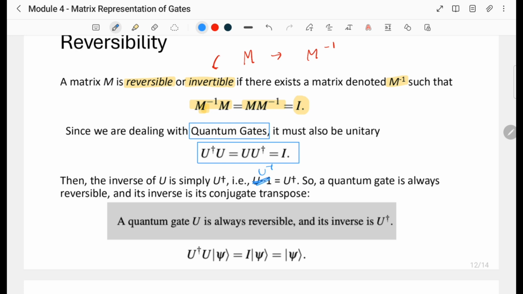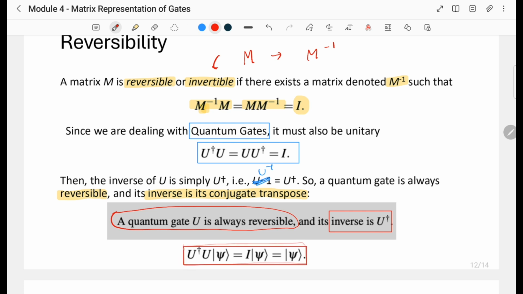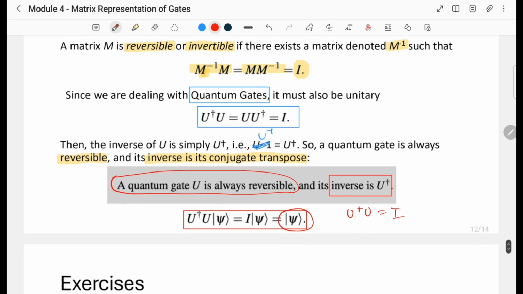So a quantum gate is always reversible, which we have already discussed, and its inverse is its conjugate transpose. So we get this: quantum gate U is always reversible and its inverse is the transpose conjugate of the gate. We can represent this like this, because we know that U transpose conjugate times U is equal to I, and when we operate, we get our state back, psi.